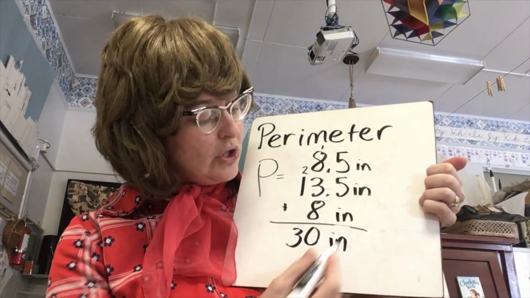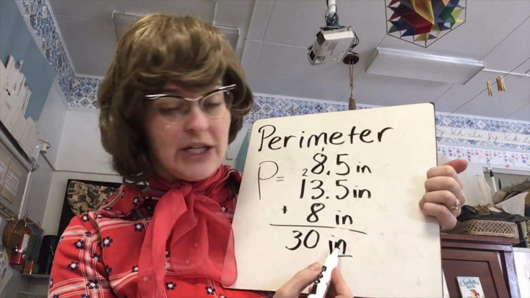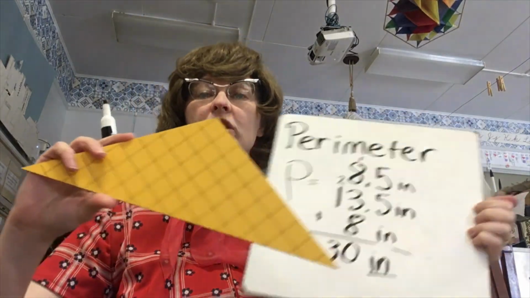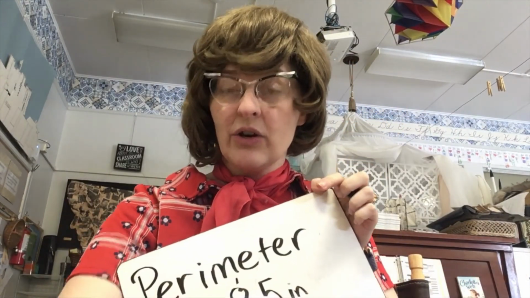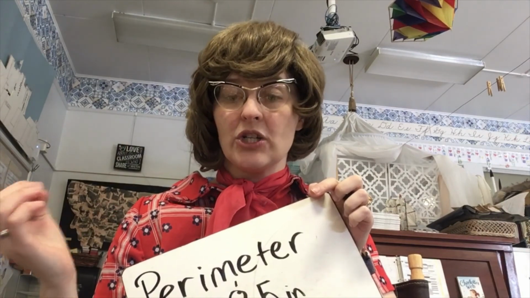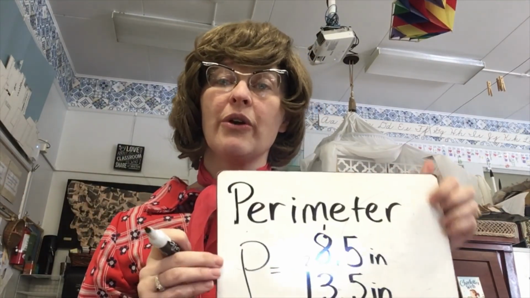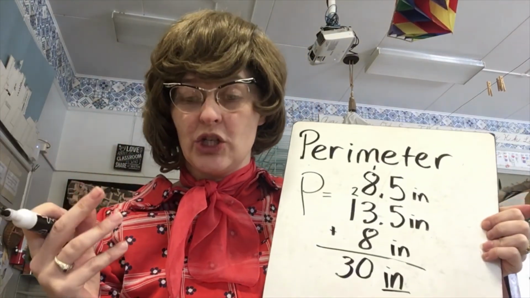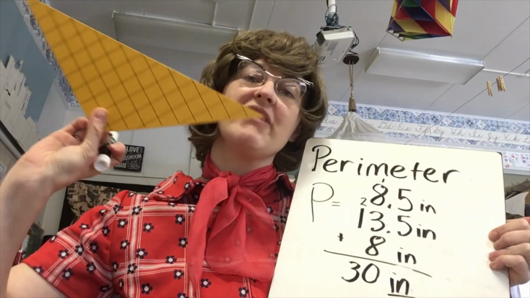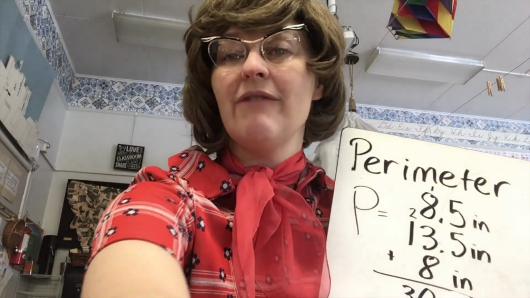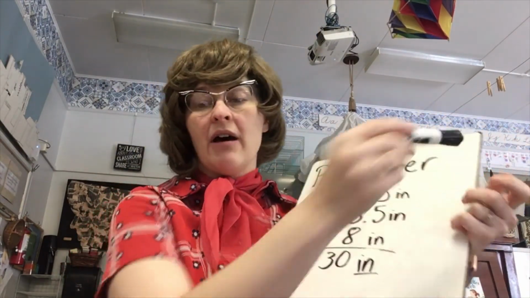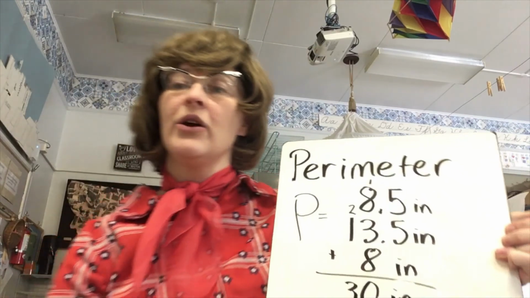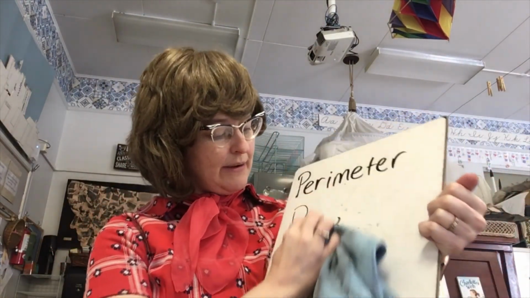Inches. So the label here is inches, and since I was just walking one dimension at a time, it's just inches. When you get into area, you're going to be talking about square inches. And when you get into volume, you're going to be talking about cubic inches. But right now with perimeter, very simple, just a straightforward label of inches. So the perimeter of that obtuse scalene triangle was 30 inches.